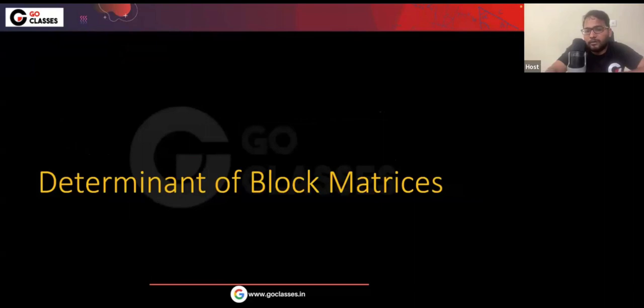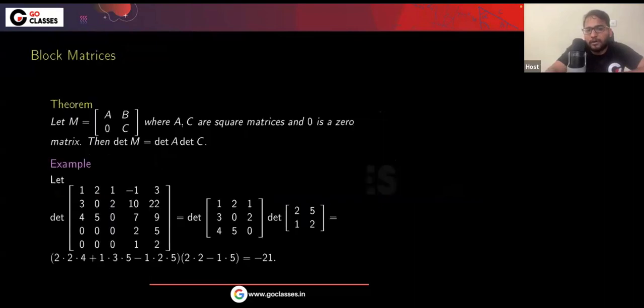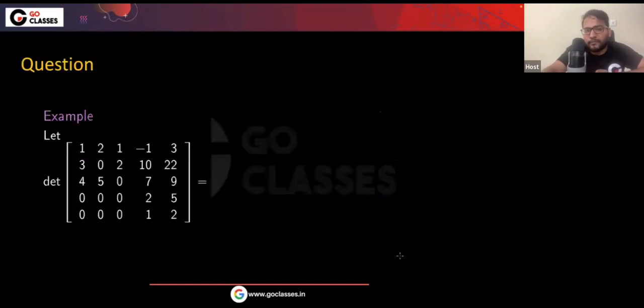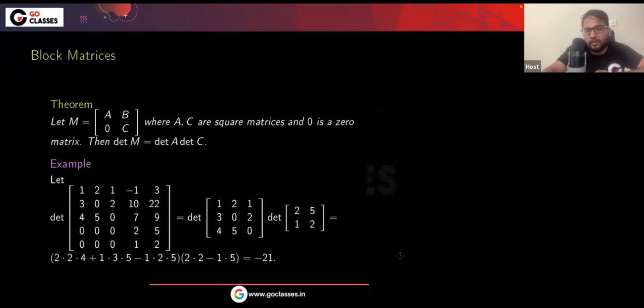Now, let's see how to find the determinant of block matrices. For example, we have already seen this in the last class, so I'm not telling you in much more detail. If you want to find the determinant of this, and it is upper triangular, then it is a special case and it is determinant of A into determinant of C, right? Okay, this I already solved.